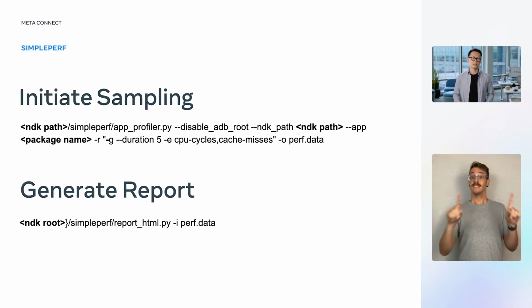After the sampling is done, run the report HTML command to generate an HTML file containing the reports of the sampling session. The command will also open the report in the browser when it's done.